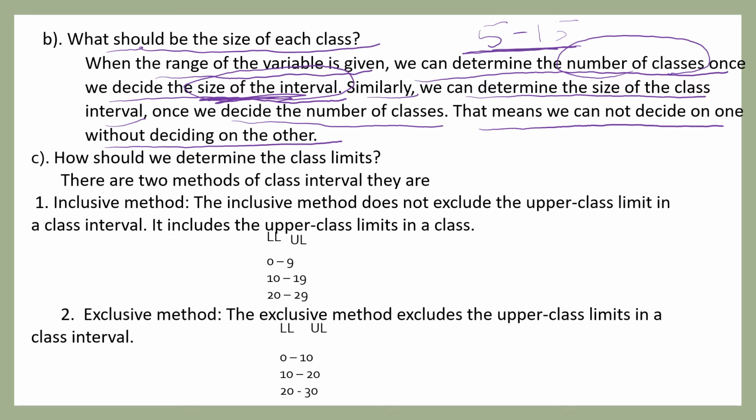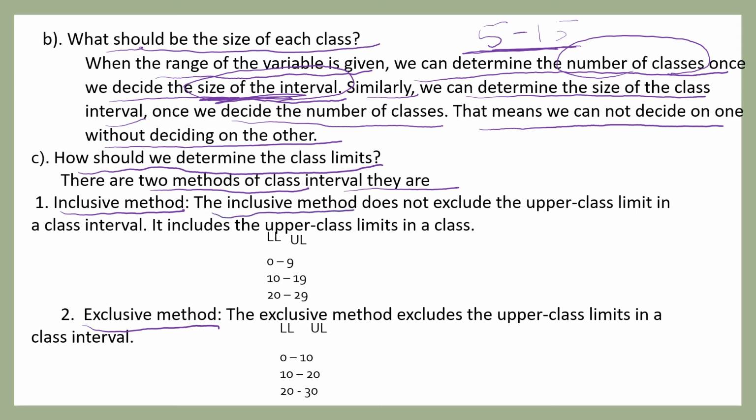Now let us discuss how we should determine the class limits. As I already told, in the class limits there are two types of limits. One is the upper limit, another one is the lower limit. By considering the upper limit, where we should include it, we have two methods. One is the inclusive method, another one is the exclusive method. There are two methods of class interval: the inclusive method and the exclusive method.